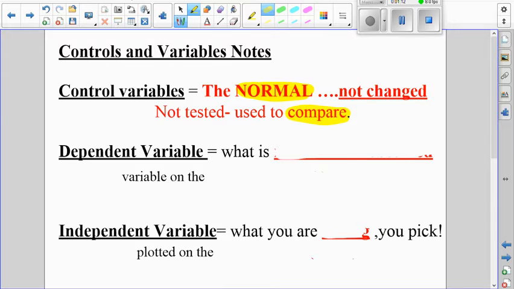Does that make sense? So if I was the control, you're like, how tall am I compared to Mr. Pilcher? All of you, the answer would be short. But anyways, it just depends what you're comparing back to.